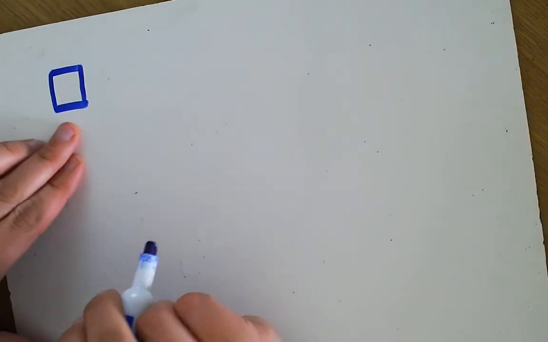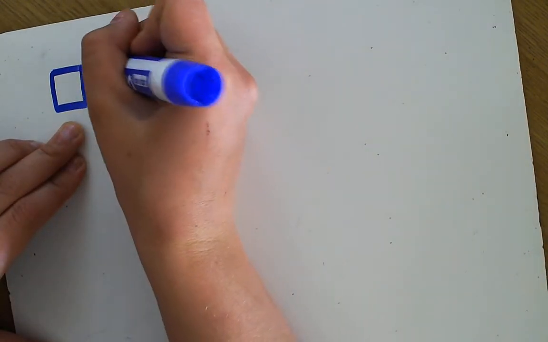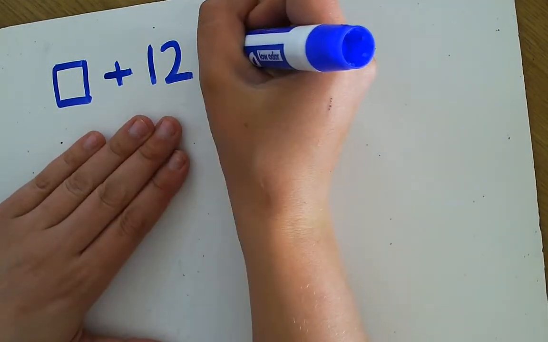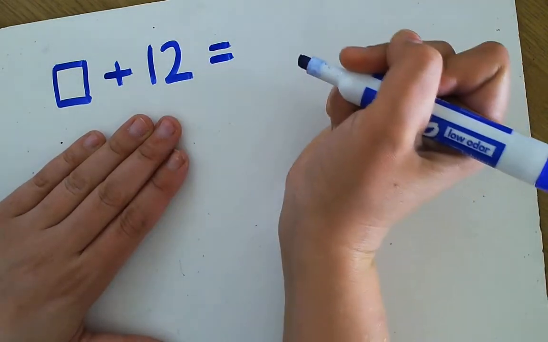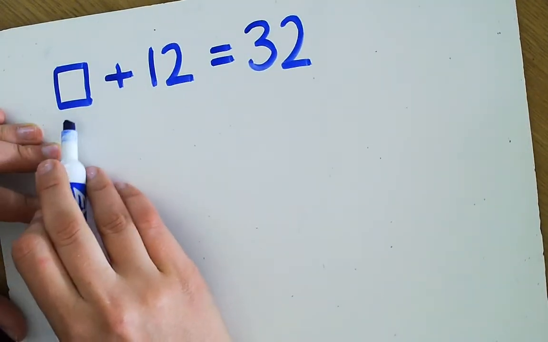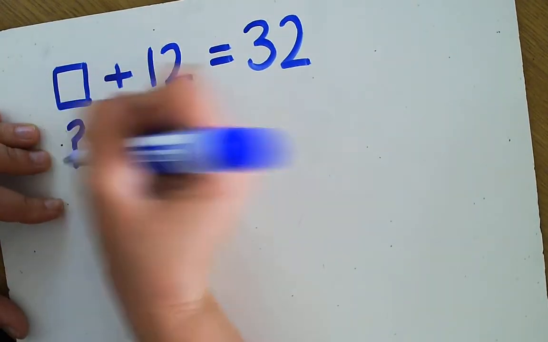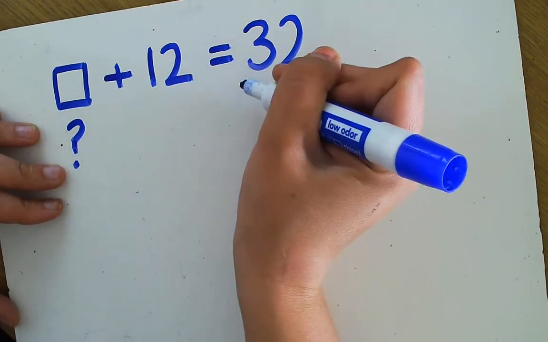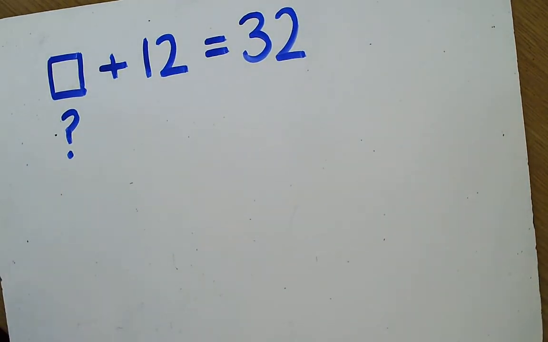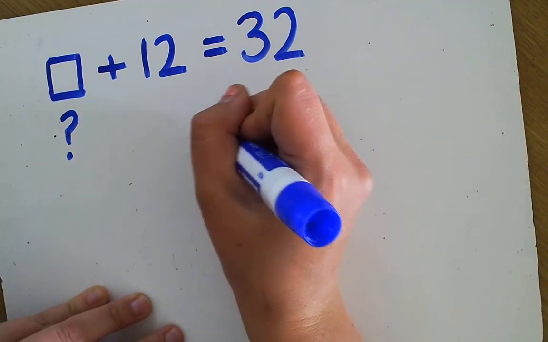So let's start out with our unknown, our variable, plus 12. Remember, this is an expression, but if I want to make it an equation, I need to put that equal sign in, and then I have 32. So right now I know that something that I don't know plus 12 equals 32. There are a couple different ways that you can try to solve this equation. Maybe you want to draw out counters. So I could draw out 32 counters.